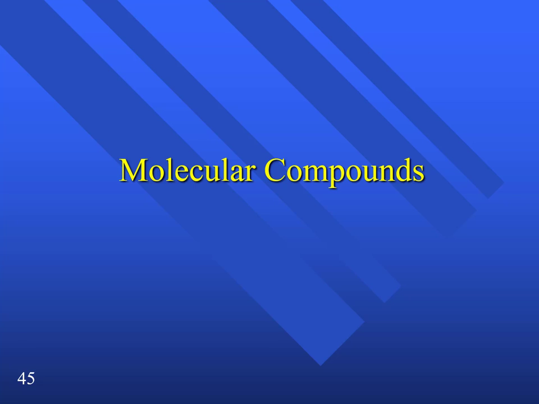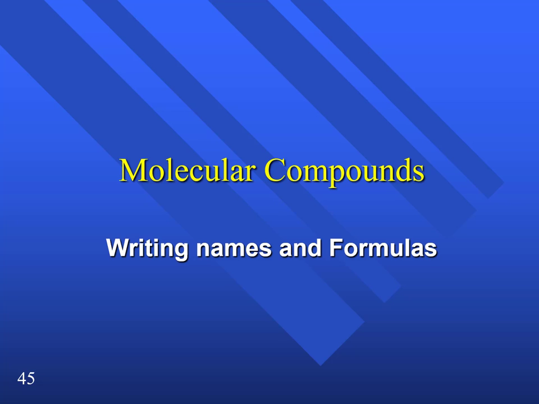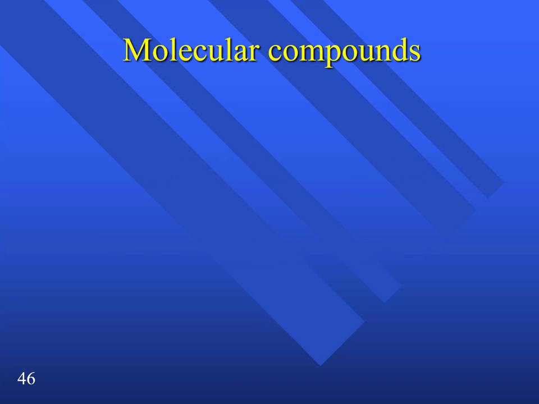Our goal today is to write the names and formulas of ionic compounds. Or sorry, of molecular compounds. So, whole new set of rules. Our first decision has got to be: is it ionic or molecular? Once we decide it's molecular, then we have to do this. So, how are we going to recognize that it's molecular, not ionic?